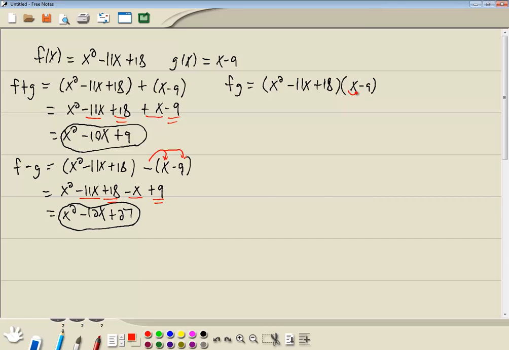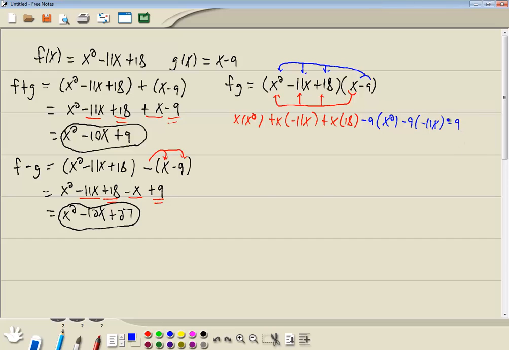So I'm going to take my first term over here. I start with the one with the smallest number of terms. Now I'm going to take the first term, which is x, and multiply it times each term over here. So I'm going to take x times x squared. I'll take x times negative 11x and x times 18. And then I want to take my second term, the negative 9, and multiply it times each term over here. So I'll take negative 9 times x squared. I'll take negative 9 times negative 11x and negative 9 times 18.